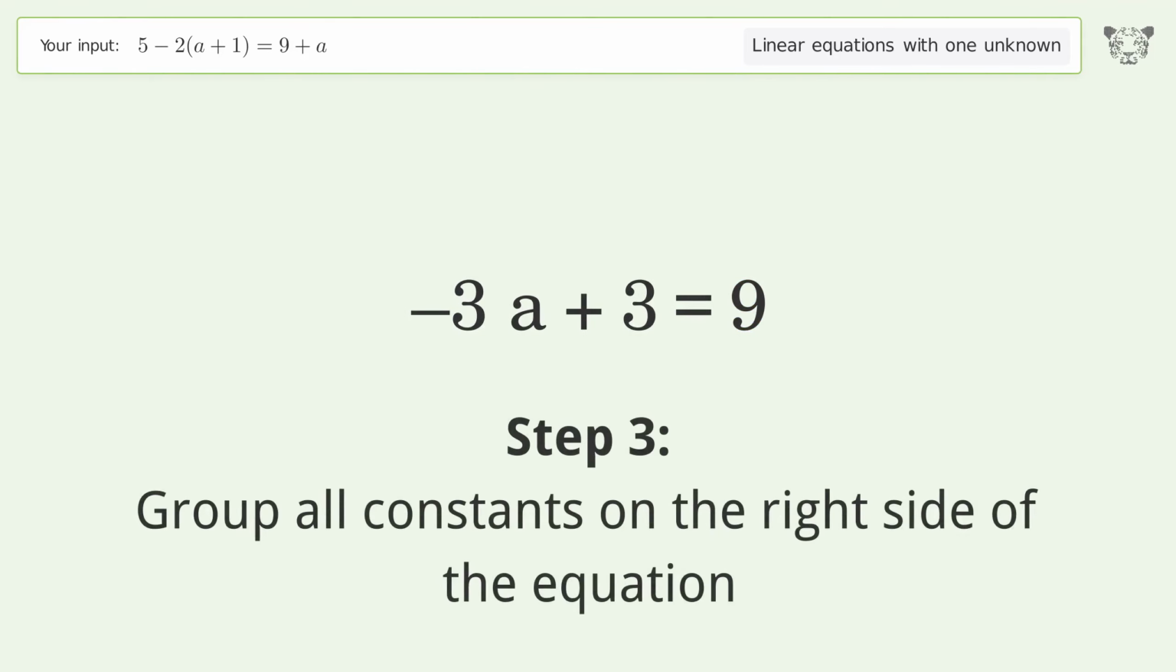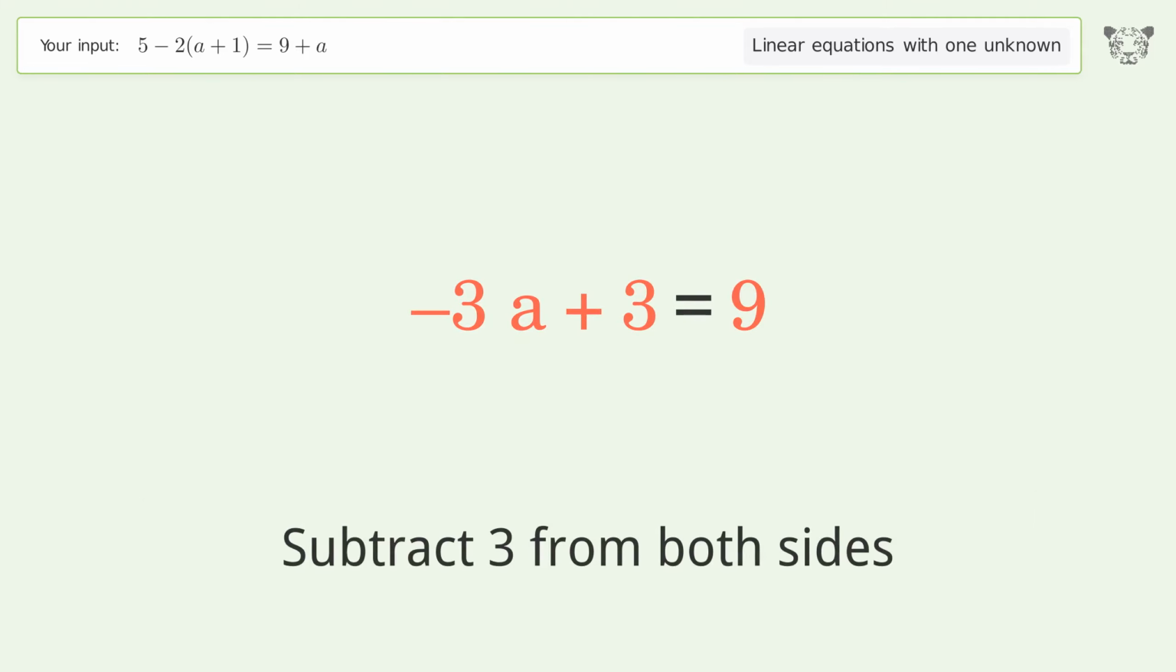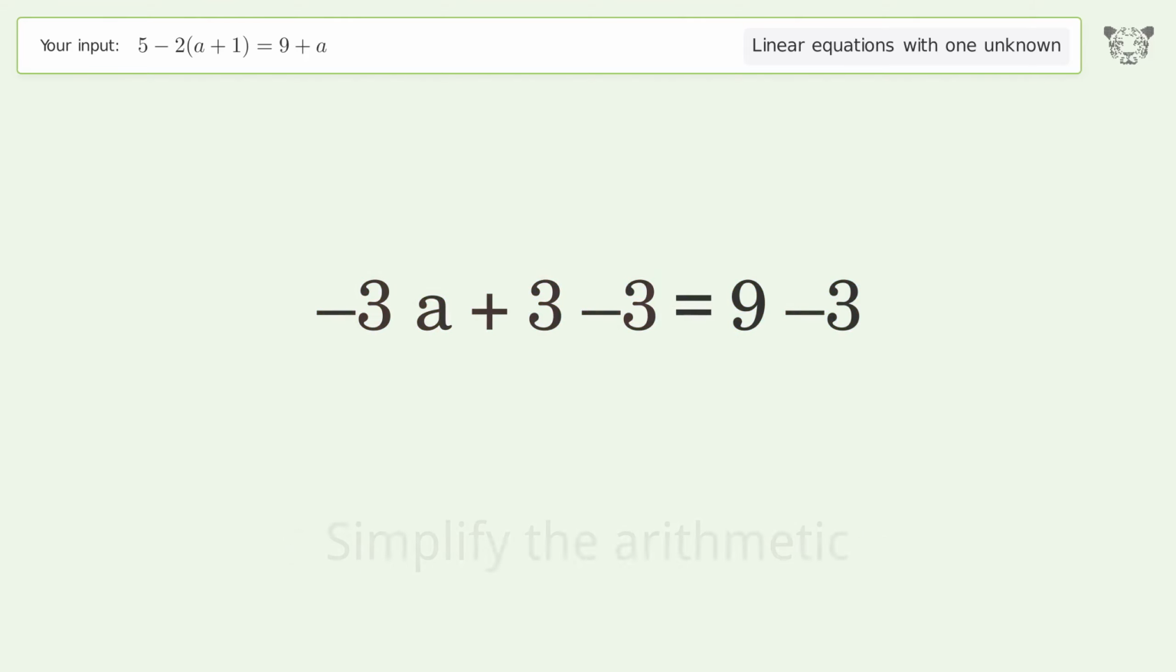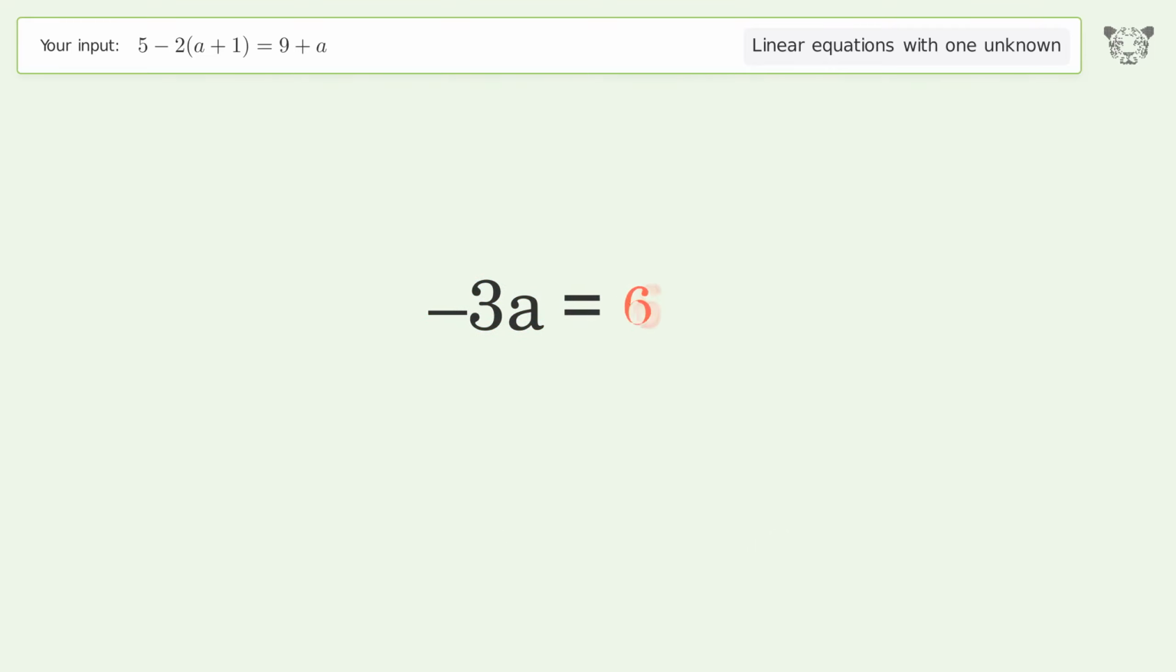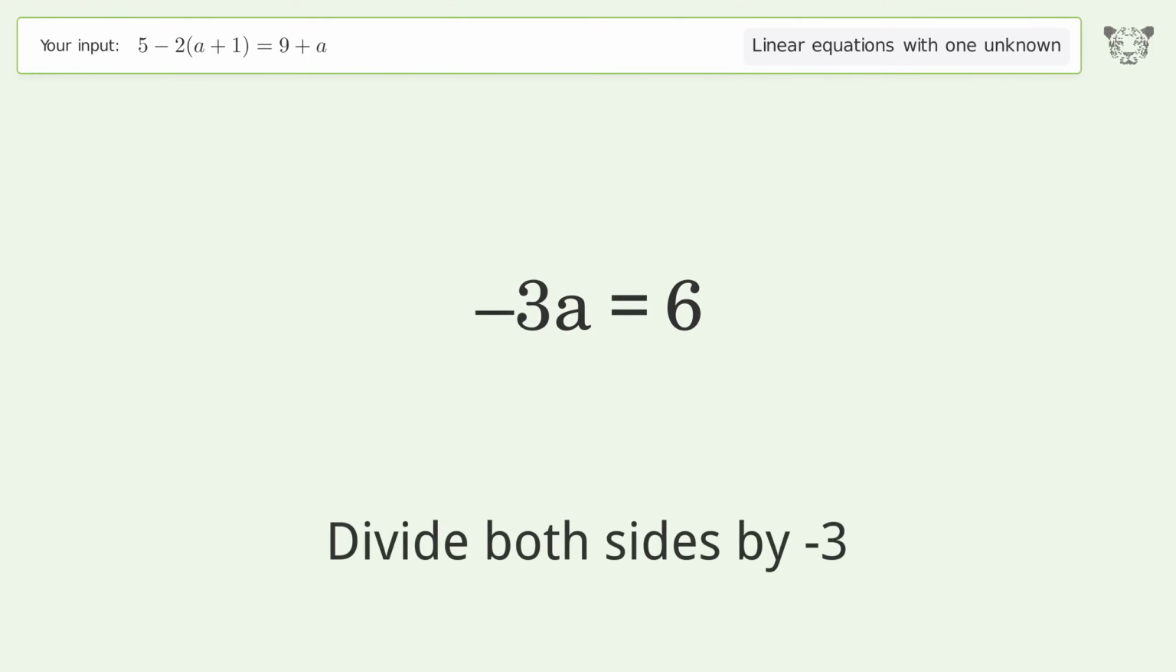Group all constants on the right side of the equation. Subtract 3 from both sides. Simplify the arithmetic. Isolate the a. Divide both sides by -3.